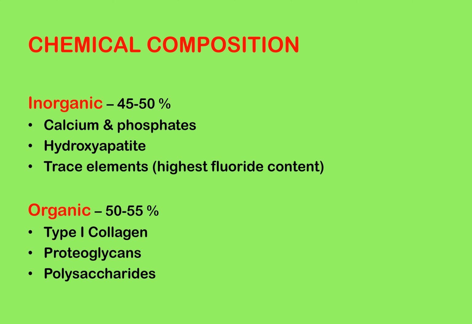Chemical composition of cementum reveals that it is more organic than inorganic. Cementum is made up of 45 to 50% inorganic content, primarily composed of calcium and phosphates, which form hydroxyapatite crystals. It also contains trace elements with highest fluoride content. Now moving to organic content, which makes up 50 to 55% of cementum. This consists mainly of type 1 collagen, which provides structural integrity, along with proteoglycans and polysaccharides, which help in maintaining extracellular matrix.